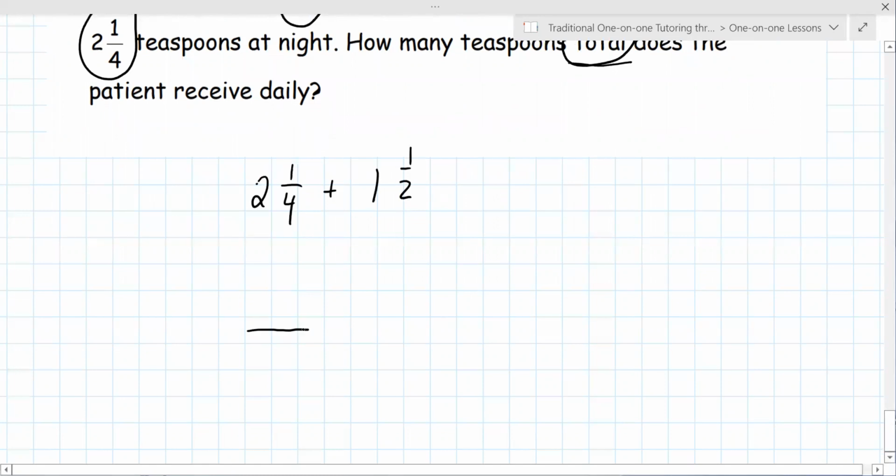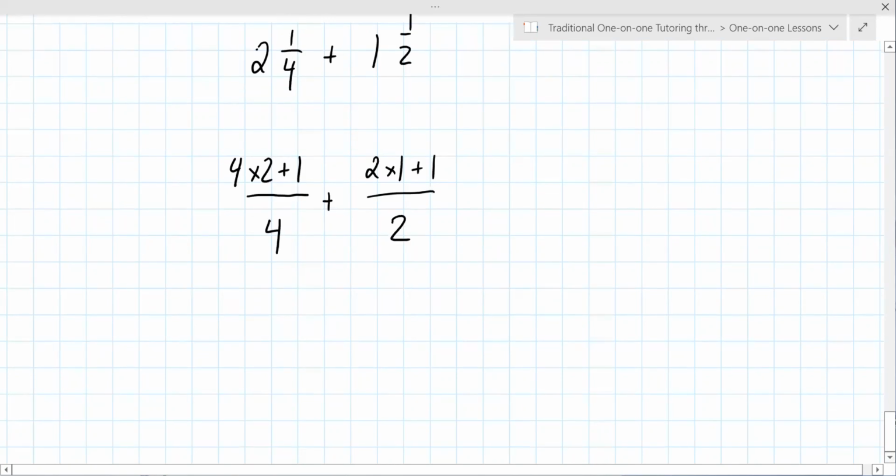Yes. All right, now do you remember how to convert this to an improper fraction? You multiply two of them and then add one of them. I forget which ones you multiply and which ones you add. Don't you multiply the bottom and the whole number and then add the top? Yeah, exactly. 4 times 2 plus 1, and the bottom number stays the bottom number. So 2 times 1 plus 1 over 2. So the top here is 4 times 2 is 8, plus 1 is 9. 9 over 4, plus 2 times 1 is 2, plus 1 is 3, so 3 over 2.